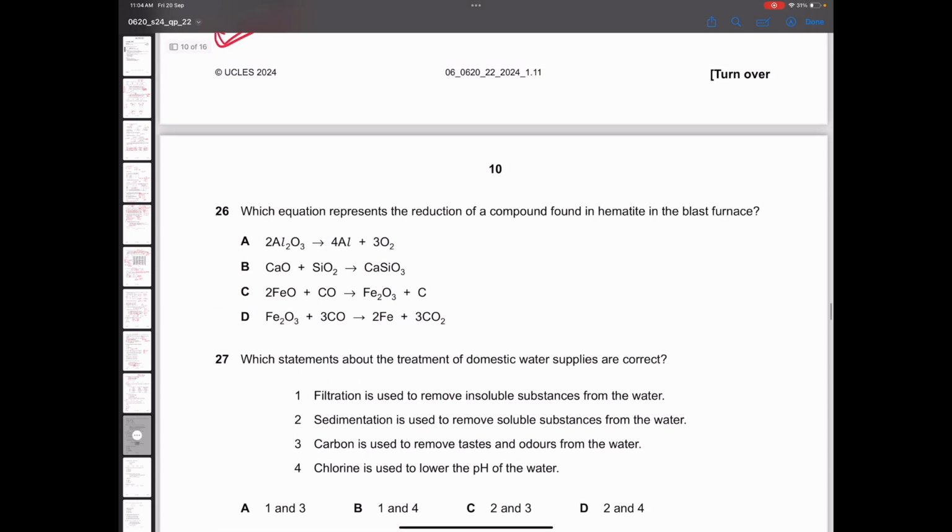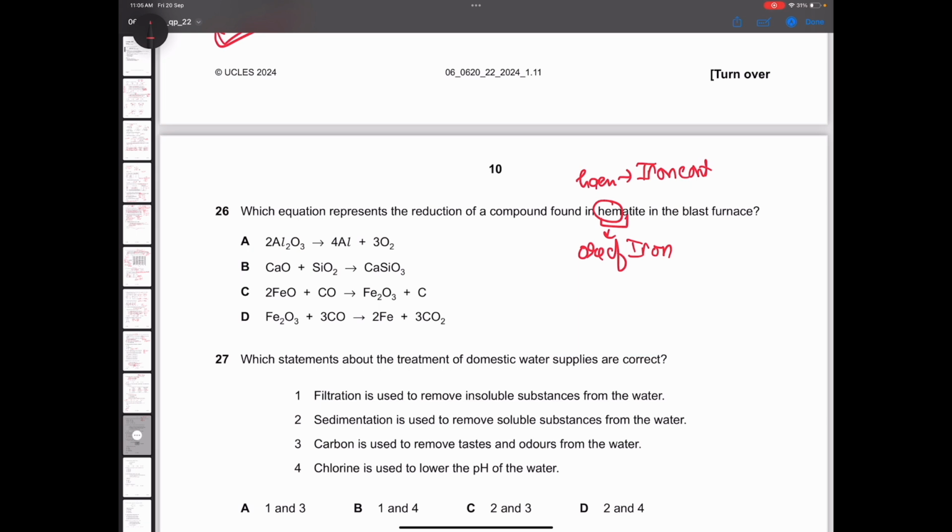Which equation represents the reduction of a compound found in hematite? So for this you need to know what hematite is. Hematite is an ore of iron. The word heme means iron containing. Just like you have heard that in our body, in blood, hemoglobin is there. Hemoglobin means iron containing. That is what gives red color to our blood.